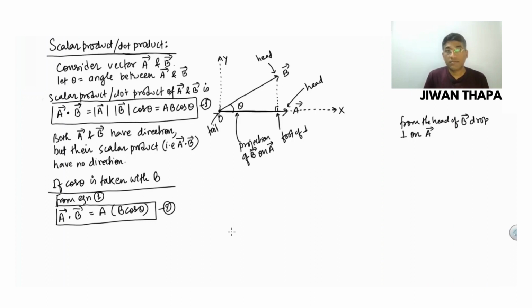So this is to be noted, and this projection equals the x component of vector B. It represents the x component, so this gives the x component of vector B. Clear? So this is to be noted.